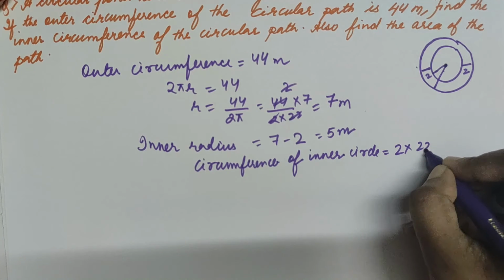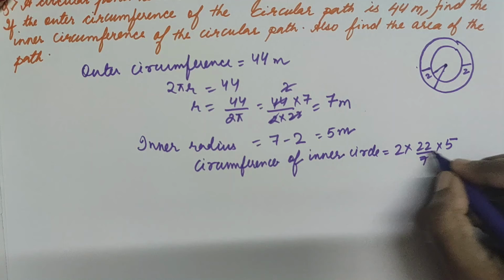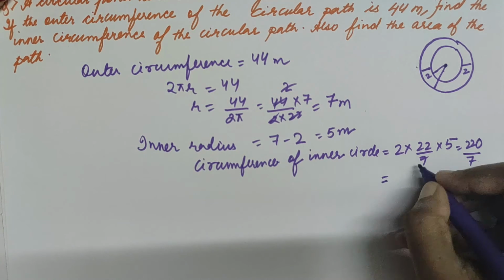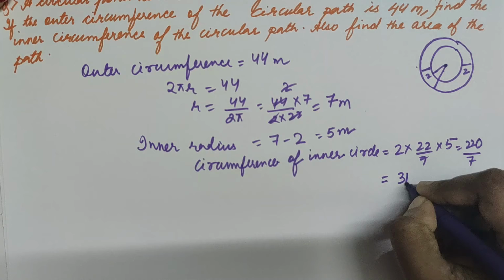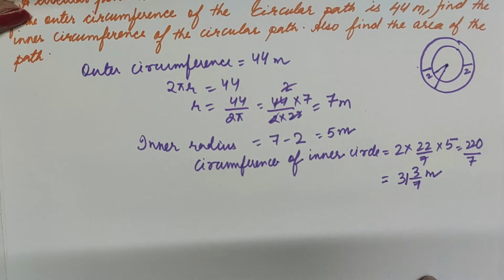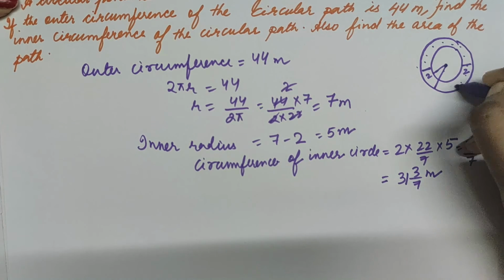2 into 22 by 7 into r, that is 5, which will be around 220 by 7, which is in a fraction 31/3 by 7 meter. Now same thing, we have to calculate the area. Now we have to calculate the area of this path.